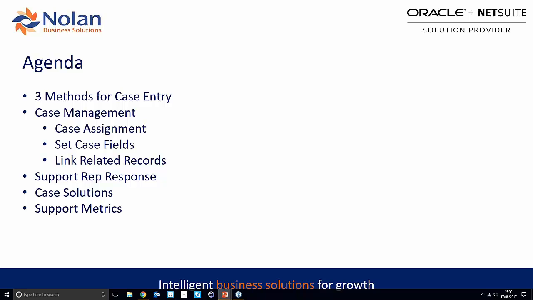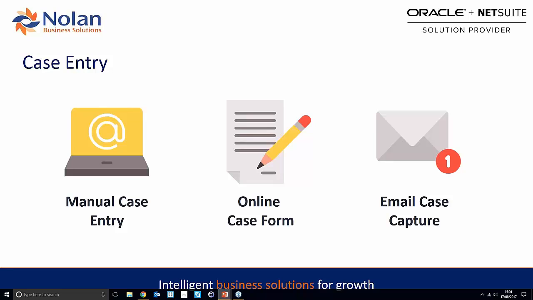We're then going to have a review over how the support rep can respond to the case and actually send out an email from within the support case, so directly from the support records, and we'll show you how emails get pinged back and forth that way. And we're going to have a look at another little neat module as well called case solutions. So these are predefined solutions that you can set up ahead of time just to create efficiencies when you're handling cases. And last of all, the bit we're all interested in is looking at some support metrics that NetSuite comes out of the box with. So if we can go ahead and get started, we'll take a look at our three methods for case entry.